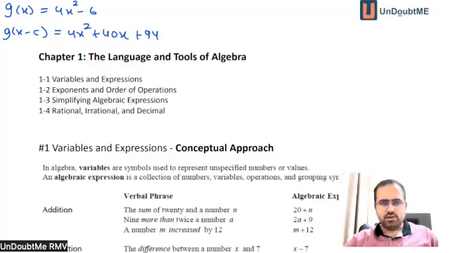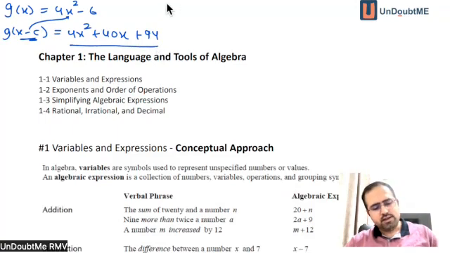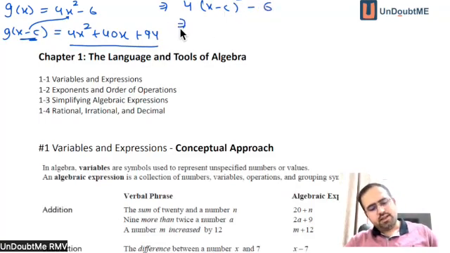It is composition, okay? When we find the composite function, what will I do? I'll just place x minus c in g(x), solve for that, and then compare it with this. So 4 times (x minus c) squared minus 6. Okay, how will you open this bracket?